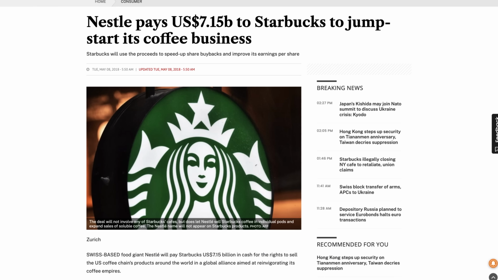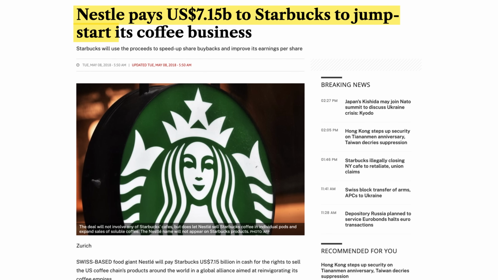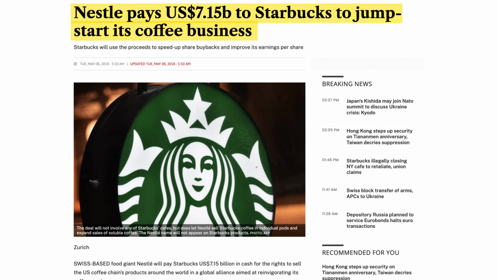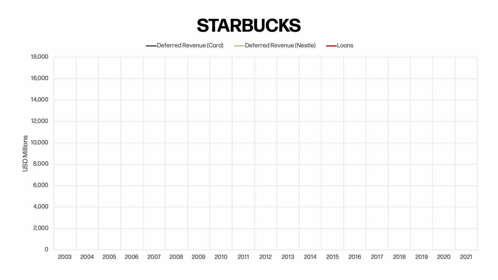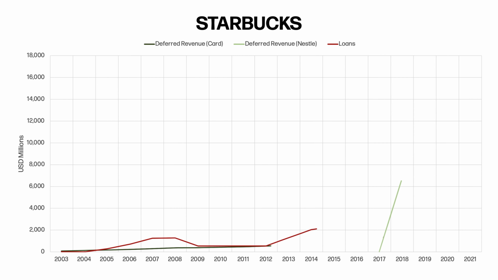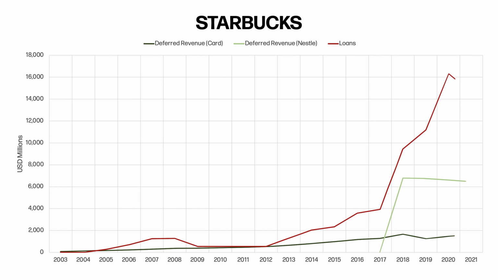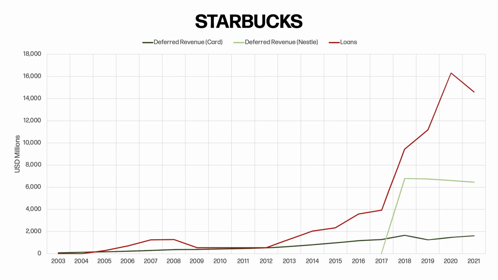And upfront they sold close to 7 billion to Nestle, and because this is deferred revenue, they have to put it under the liability side, but they actually took the amount of money that they received and used it to buy back a huge amount of shares from the open market. On top of that, they also have been borrowing money to buy back shares over the last few years. That's the funny part.